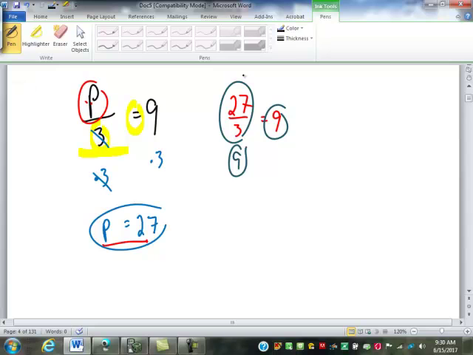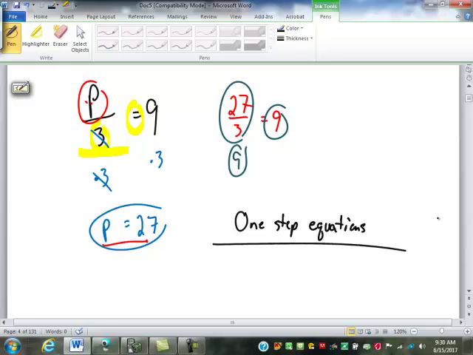These are what we call one-step equations, and they're called one-step equations because they were built in one step. Only one operation was used to build those equations. They can be solved in one step. We only have to use one or reverse one operation to solve the equation.